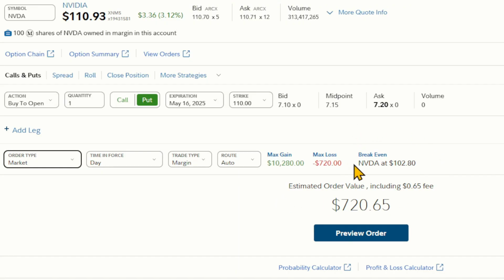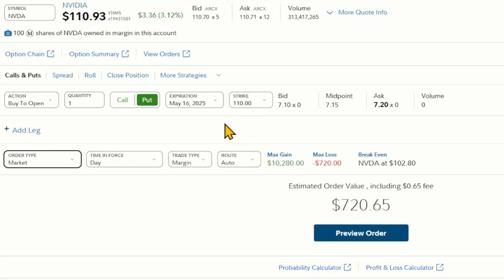And then you see the NVIDIA break-even price. So what is the NVIDIA break-even price? Well, if you take that 110 and you subtract the premium that you're paying, you're going to get to that 102.80. Meaning I have insurance. I get to replace this at $110, but I'm paying $720.